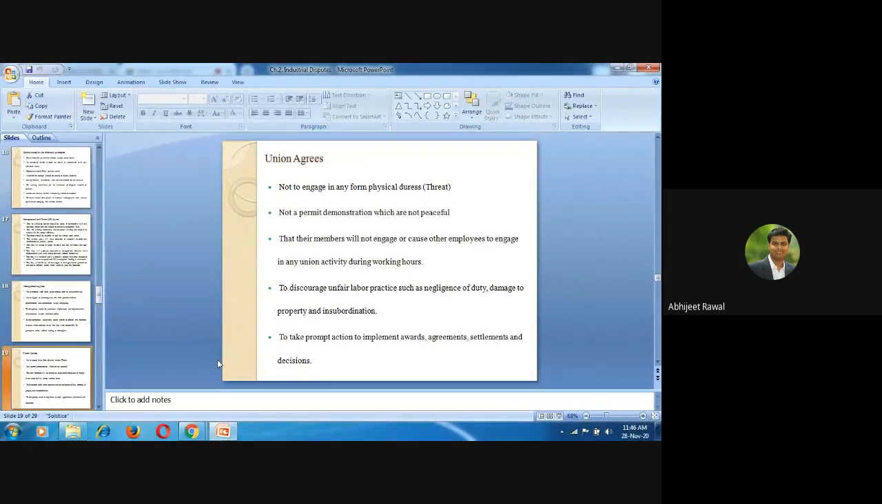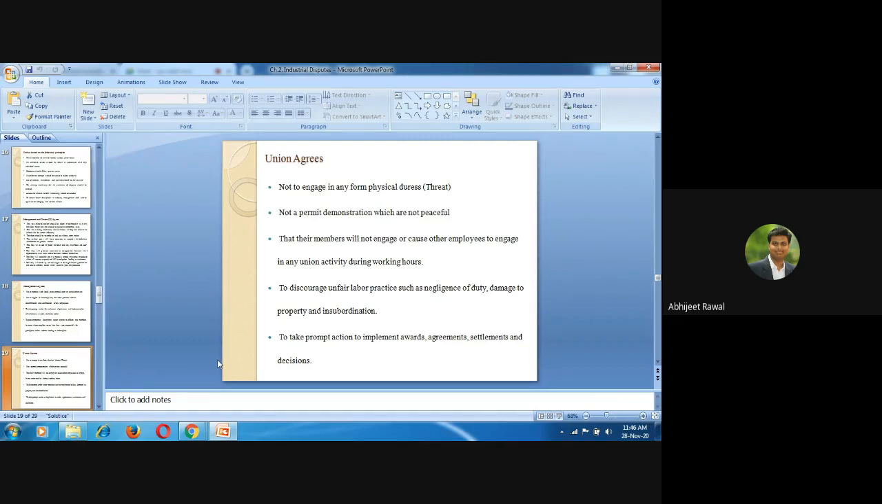Not to permit demonstrations which are not peaceful. Any demonstration that is not peaceful, you cannot do in your company. Members will not engage or cause other employees to engage in union activities during working hours. Whatever your working hours are, 7 to 3 or 9 to 5, in those working hours you cannot do any kind of wrong activity.